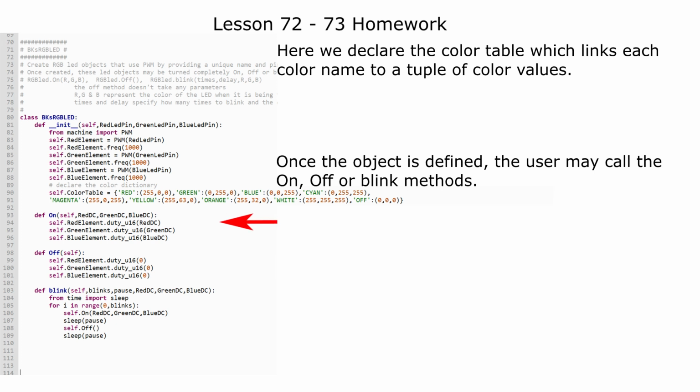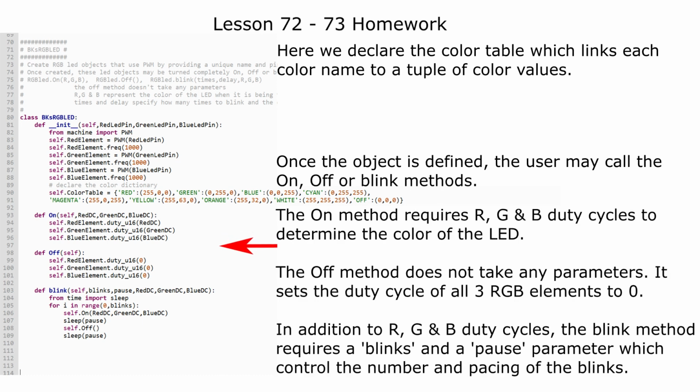Once the object is defined, the user may call the on, off, or blink methods. The on method requires R, G, and B duty cycles to determine the color of the LED. The off method does not take any parameters. It sets the duty cycle of all three RGB elements to 0. In addition to the R, G, and B duty cycles, the blink method requires a blinks and a pause parameter, which control the number and the pacing of the blinks.